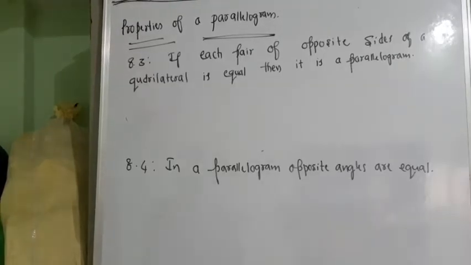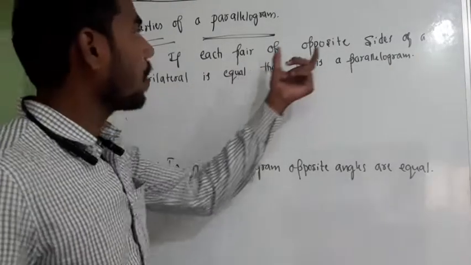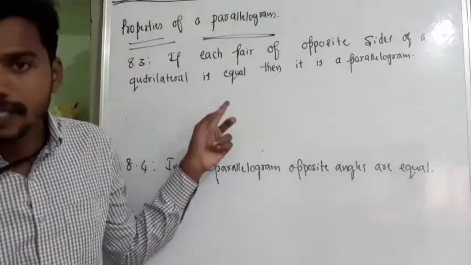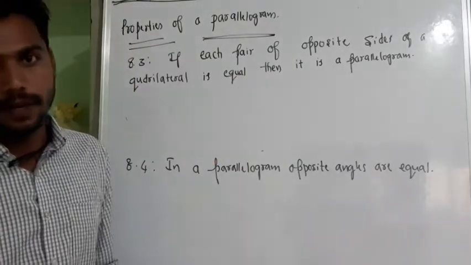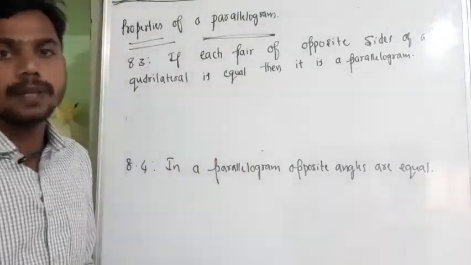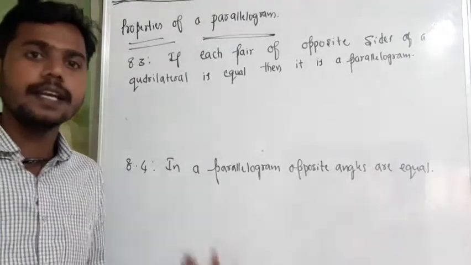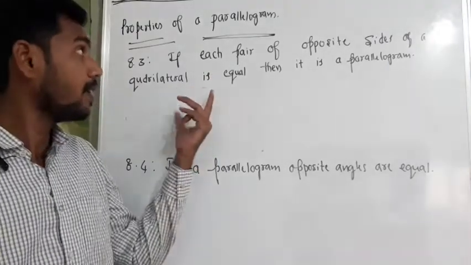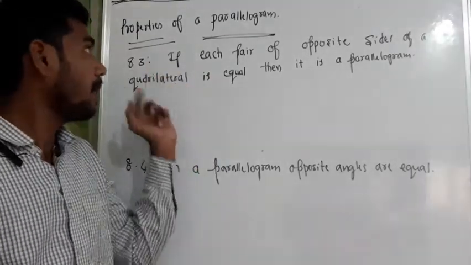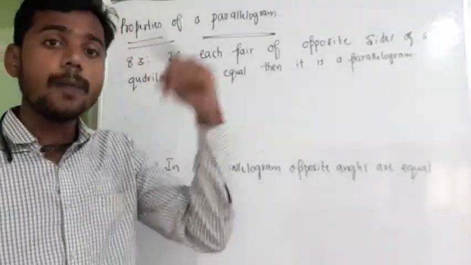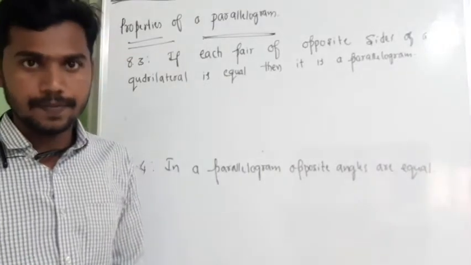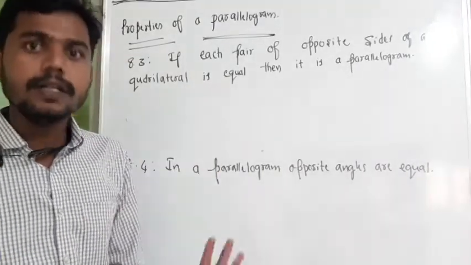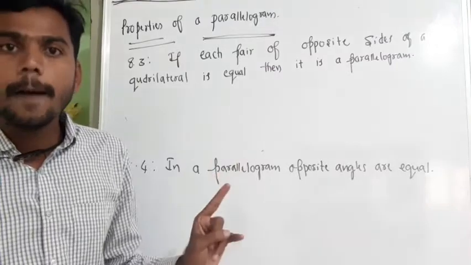Next theorem, theorem number 8.3. If each pair of opposite sides of a quadrilateral is equal, then it is a parallelogram. It's exactly the converse of theorem number 8.2. What does that state? Opposite sides of a parallelogram are equal. But what they are saying in 8.3 is, if each pair of opposite sides of a quadrilateral is equal, then we can conclude it is a parallelogram.